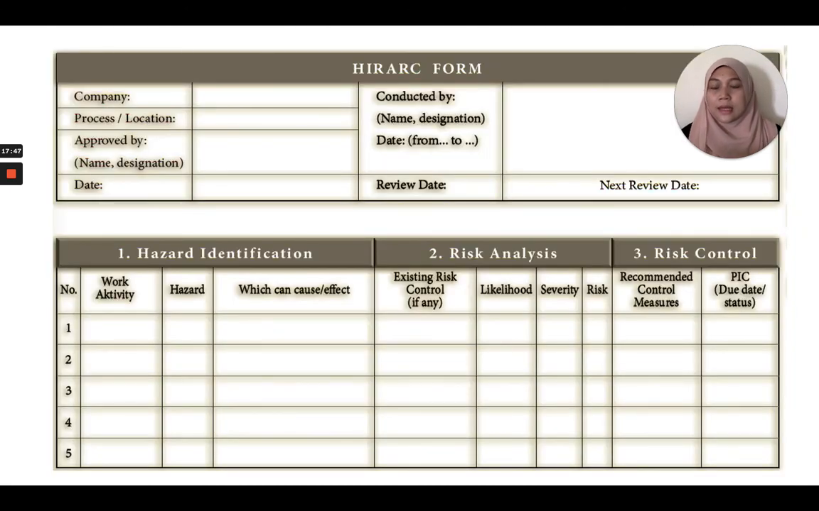So this is another example from inside the HIRAC manual, which is the table for HIRAC. The first column is hazard identification, the second column is risk analysis, and the third column is risk control.